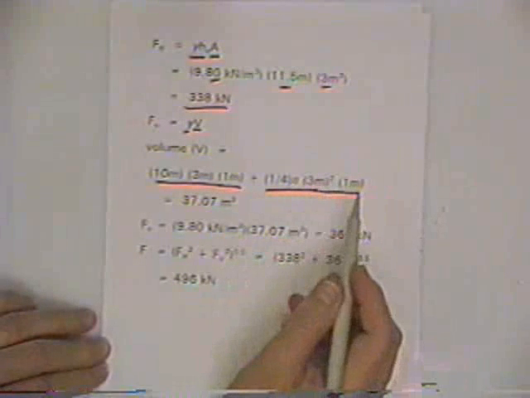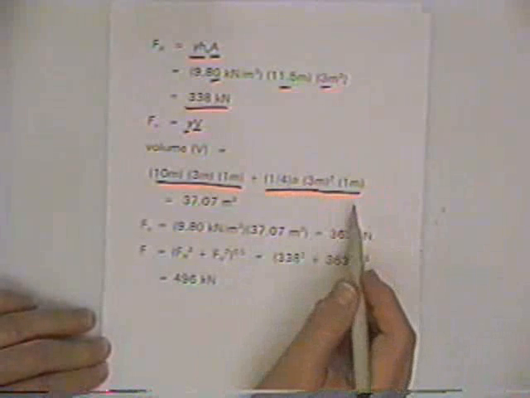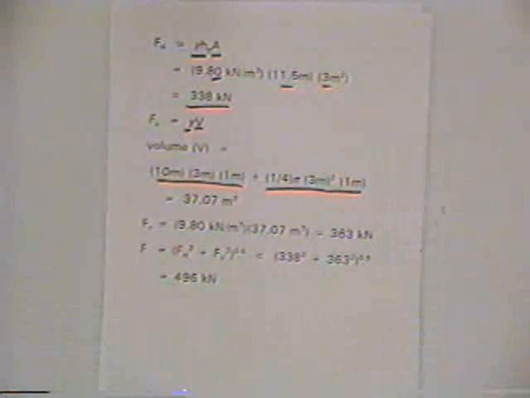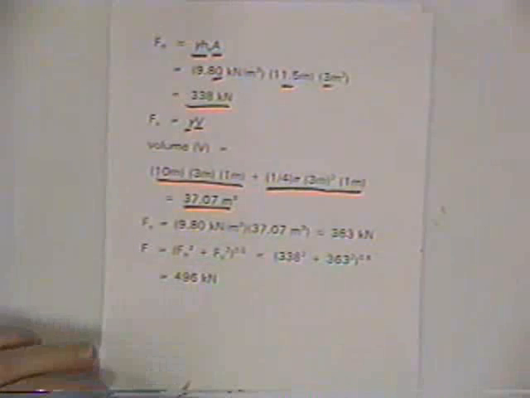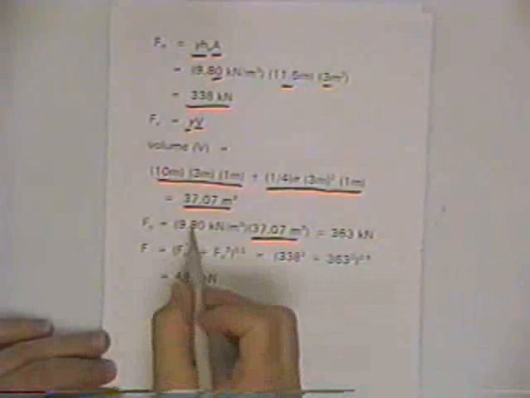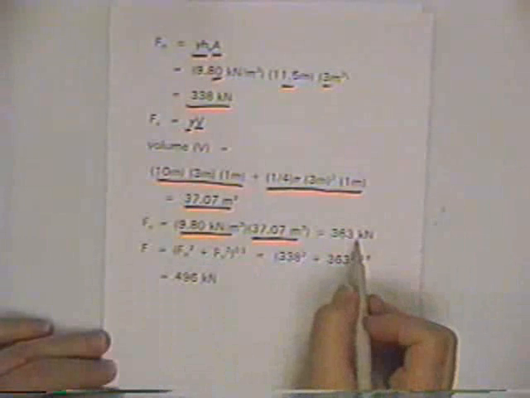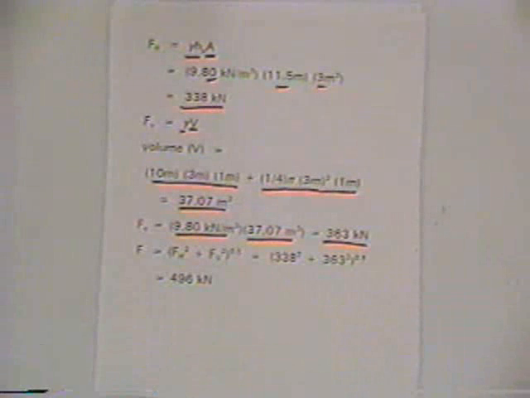The radius squared times pi, except we're looking at 1/4 of a circle, so 1/4 of that circular area times the meter thickness coming out of the paper, and that gives us a volume. And so the vertical force is just multiplying that volume, the 37.07 cubic meters, times the unit weight of the water to get us a vertical component of the force.